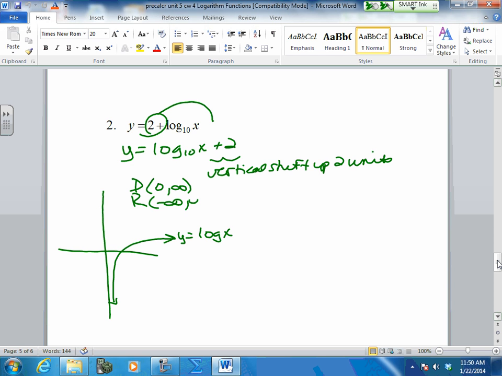Same thing when we did your exponential one. Remember when you did your exponential curves? Where was your exponential curve? If we did a vertical, our range changed, but our domain never changed. Okay, so it's kind of the opposite effect here. Alright? So your domain and your range are not changing.